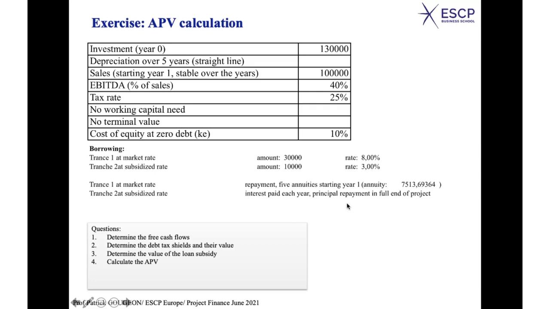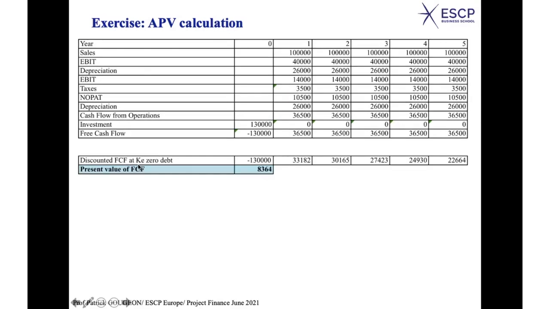So if you discount the free cash flow at the cost of equity of zero debt, which is 10%, then we find all these values. If you assume a period of 5 years for the horizon, assuming there is no terminal value for the sake of simplicity again, okay? Then you have a present value of free cash flow at this rate, which is 8,364. So that is for the simple part, which is the calculation of the discounted value of free cash flow using the cost of equity at zero debt.